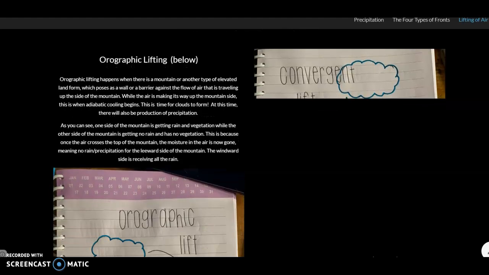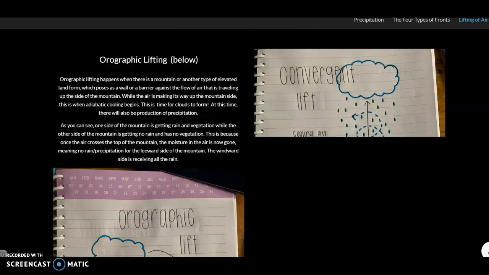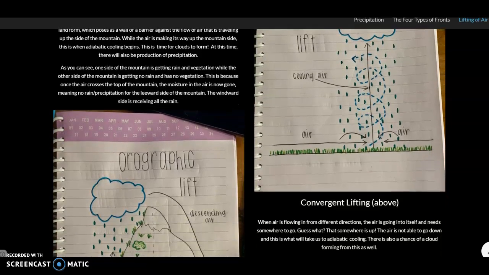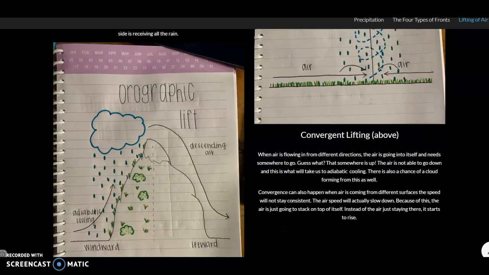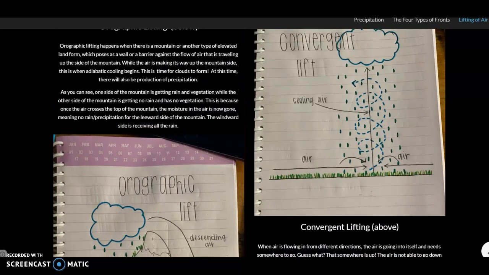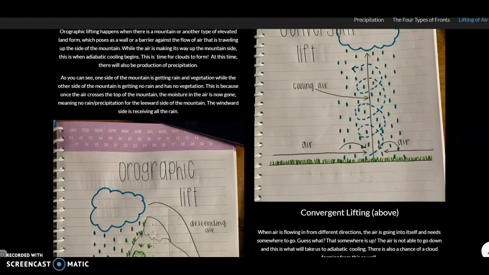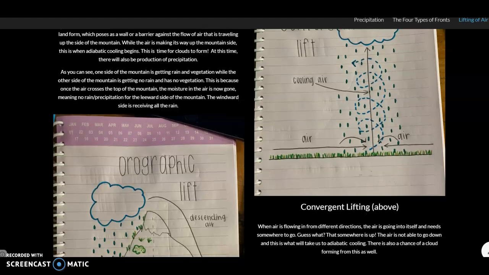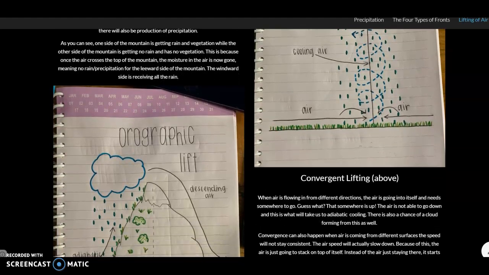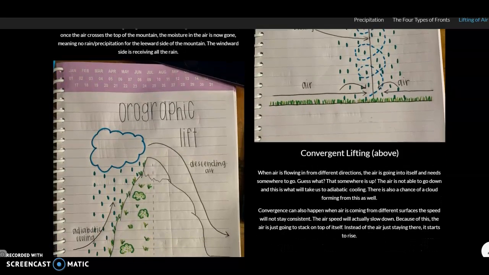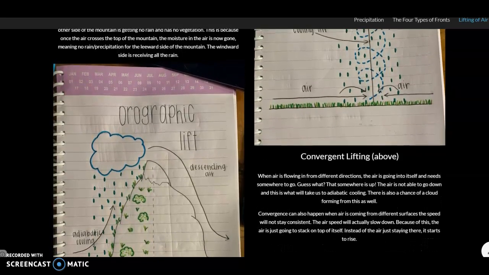The orographic lifting happens when there's a mountain or another type of elevated landform which poses as a wall or a barrier. The flow of arrows travels up one side of the mountain, I drew a picture. There's vegetation on one side of it, and that's because the precipitation is only on the windward side. This is the side that's getting the precipitation in order for the vegetation to grow. But on the other side of the mountain, there is no rain or vegetation.